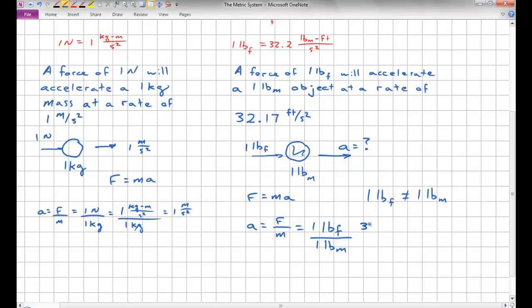We've got 32.17 pound mass foot per second squared per pound force. So now we finally got a way to do something similar to what we did with the metric system. We can make our dimensions of mass fall out of the equation, and we can come up with something that makes a little bit more sense in terms of acceleration. So in this case, the pound mass will cancel out. Our pound force will cancel out because of a conversion factor, and what we're left with is foot per second squared. Acceleration equals 32.17 feet per second squared.